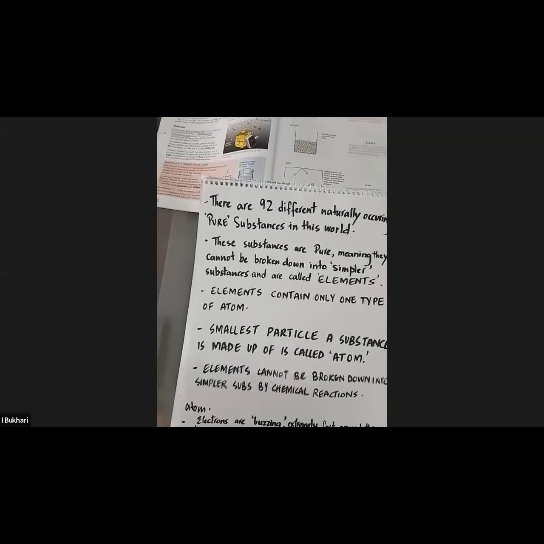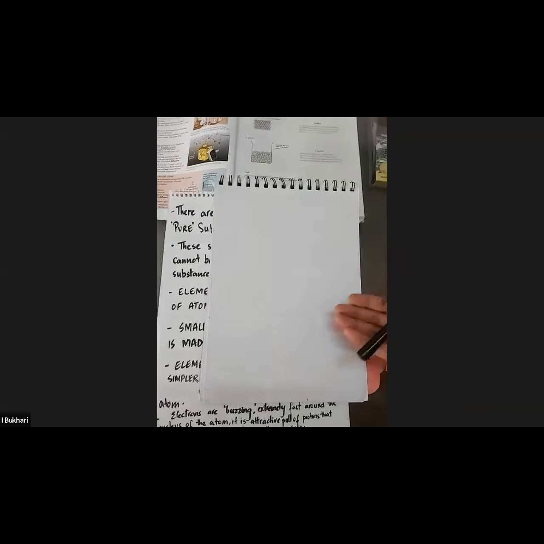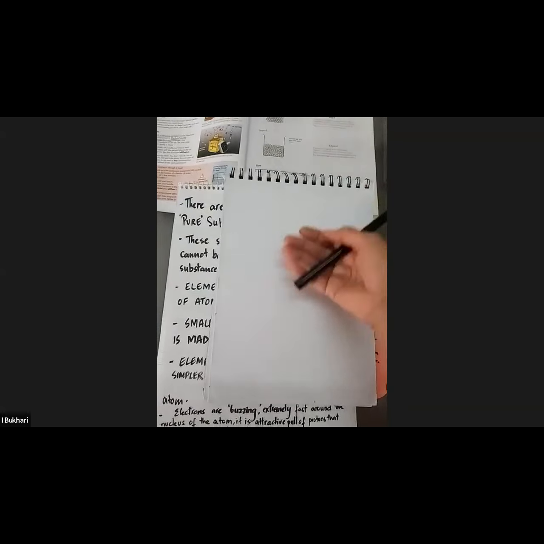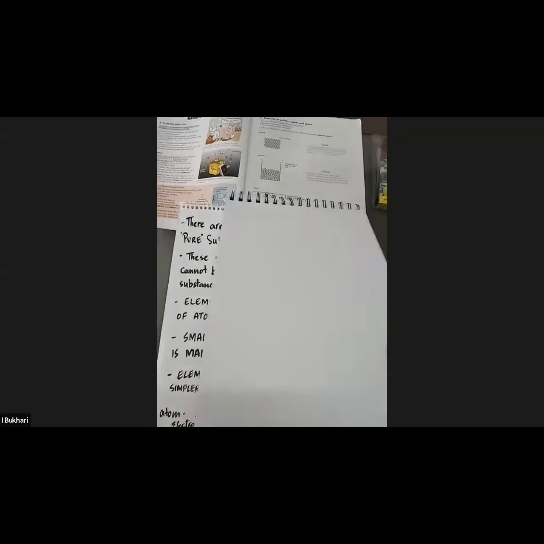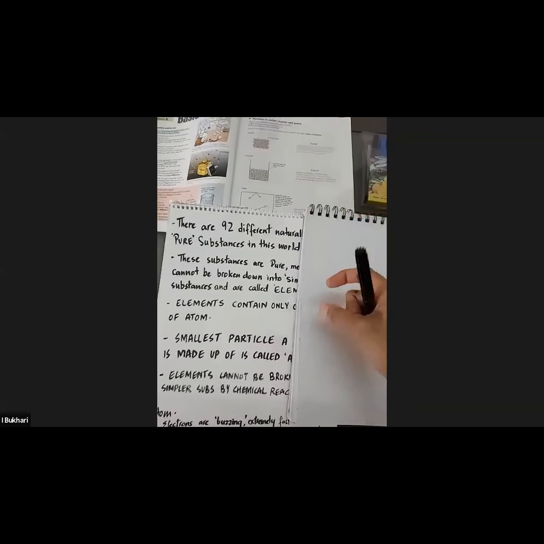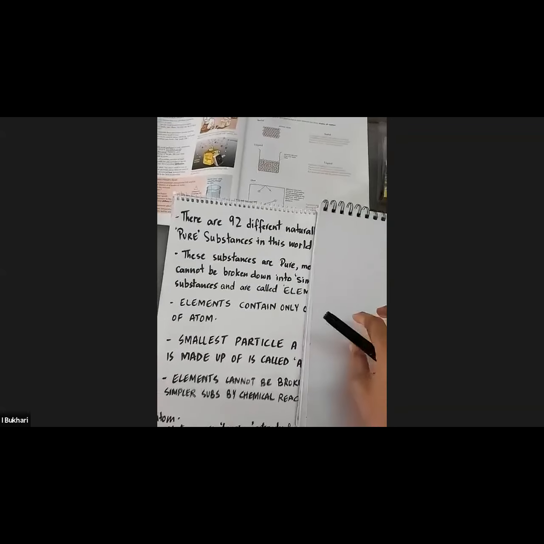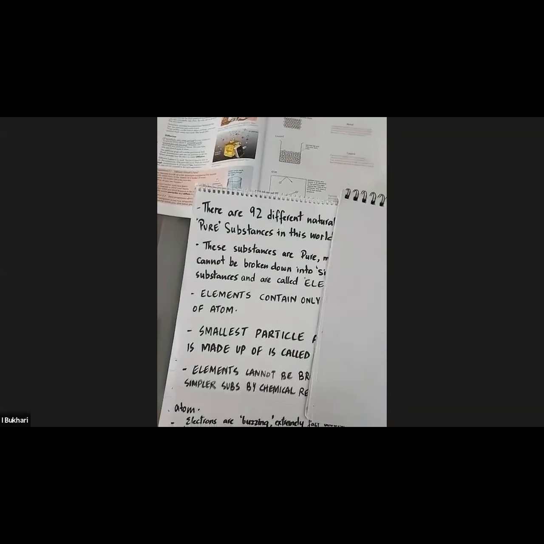It's just like saying that this paper is just made up of paper. It is not made up of plastic. It doesn't have any plastic mixed with it. It doesn't have any steel mixed with it. It is just simple paper. So in the same way, a substance is pure. It does not have any other element combined with it. That pure substance is called an element.